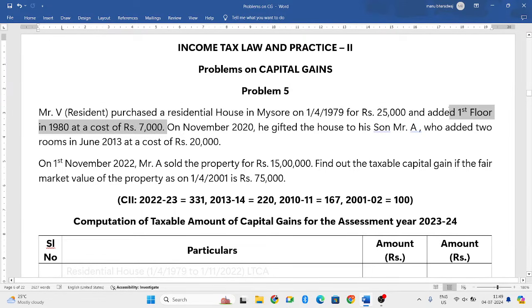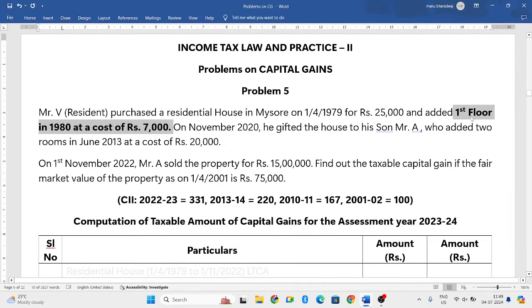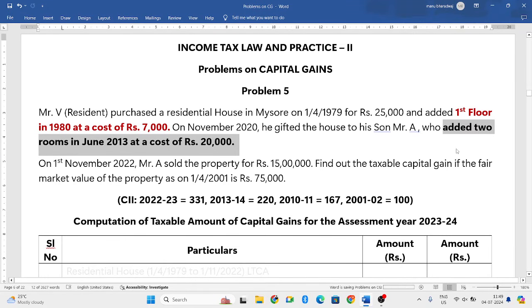Since you all know by this time that any additions or improvements made before 1/4/2001, we will not consider. We will ignore that. In November 2020, he gifted the house to his son Mr. A, who added two more rooms in 2023 at a cost of 20,000. This we will consider because it is done after 1/4/2001.